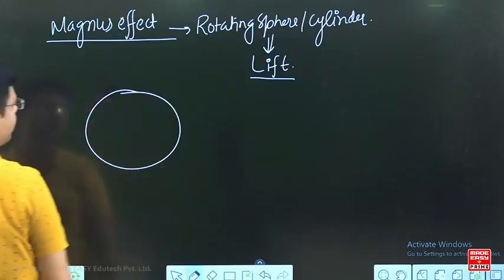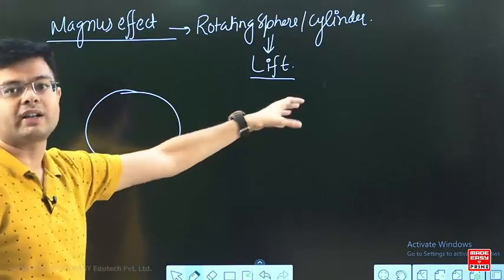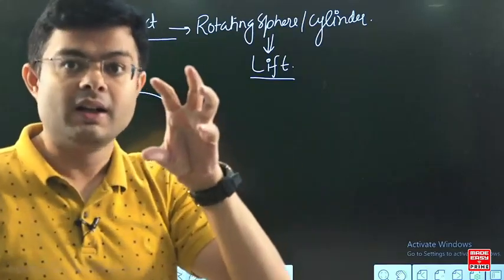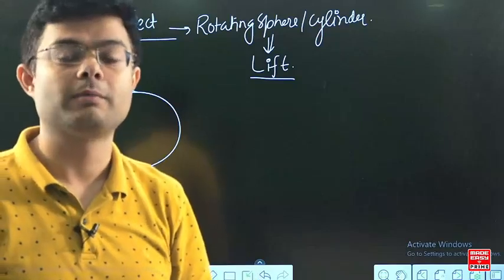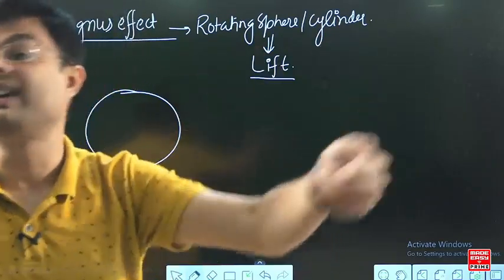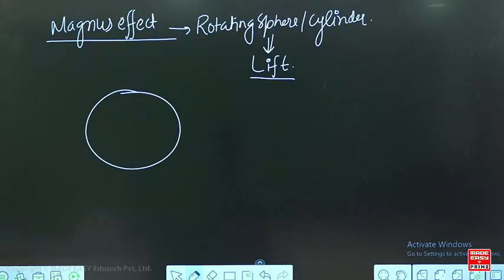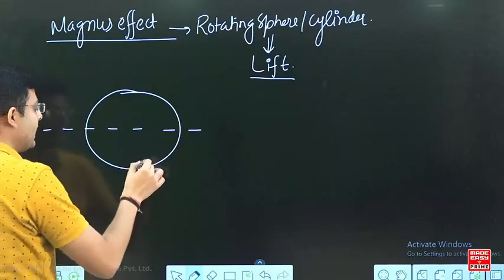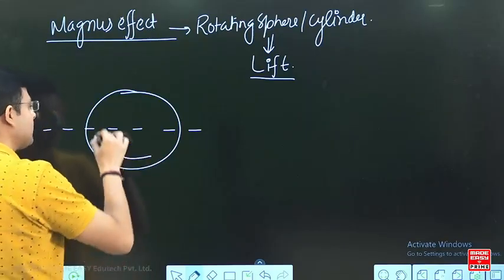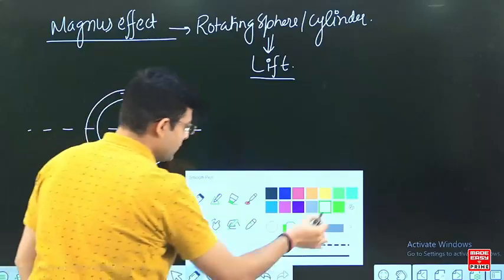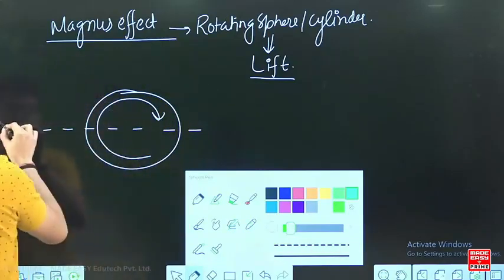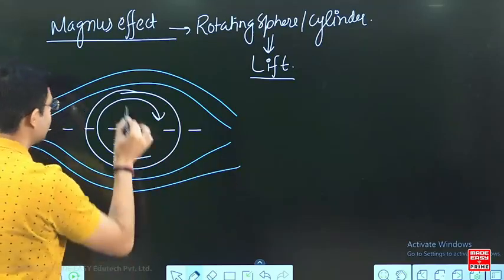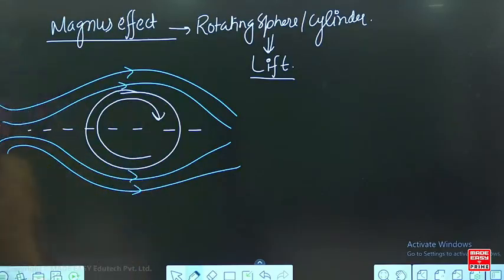Now, how is this effect created? For example, if there is a spherical ball or cylinder, but remember, these are not stationary cylinders or spherical balls. These are rotating spheres or cylinders. Let me divide this ball into two parts, and let us say the ball is rotating like this in the flow, and it is moving in the flow like this. So the flow is like this.